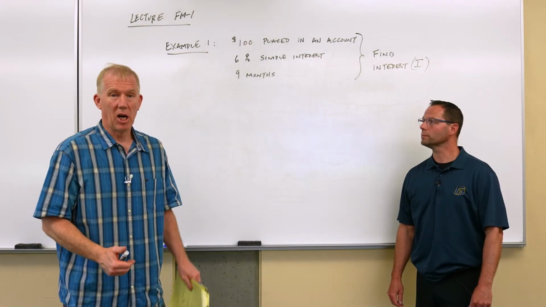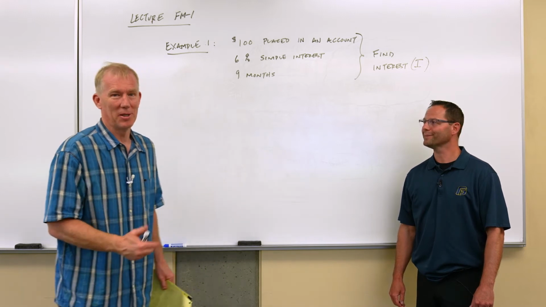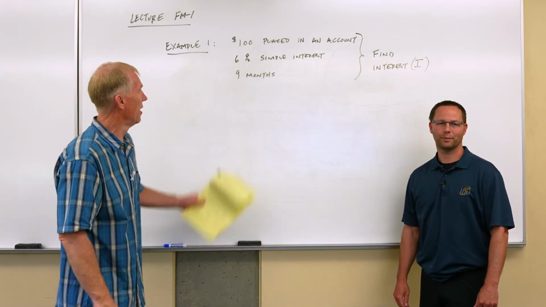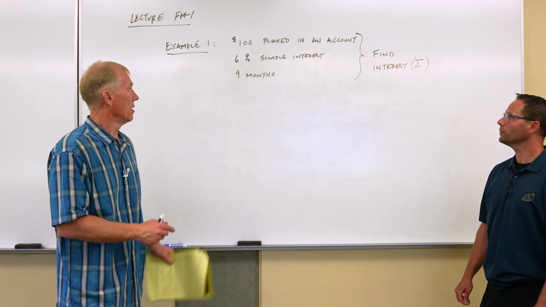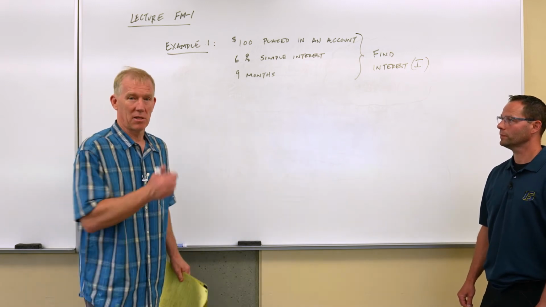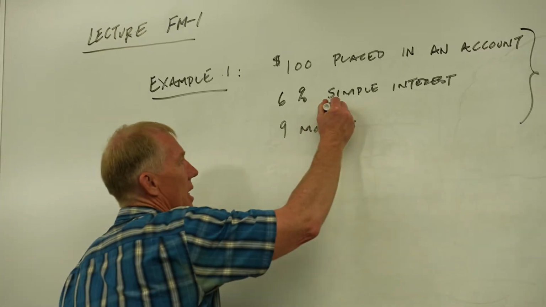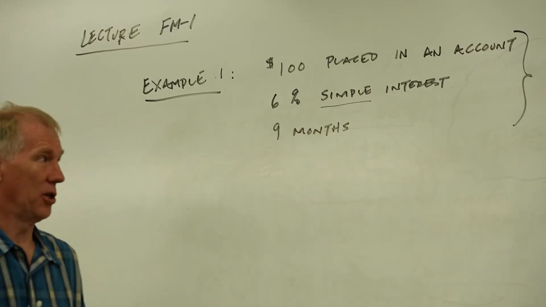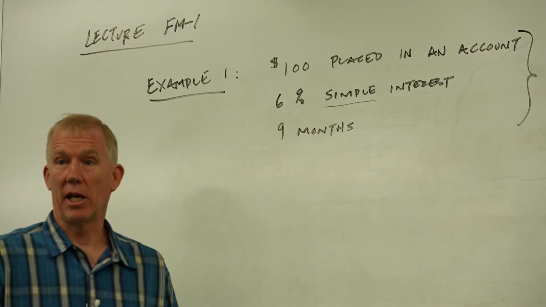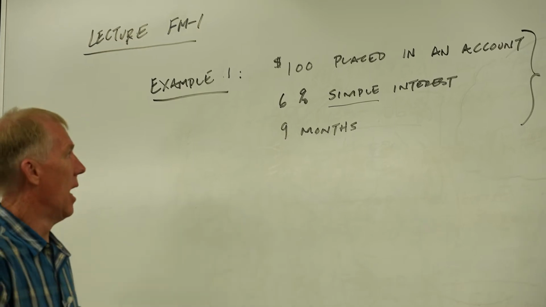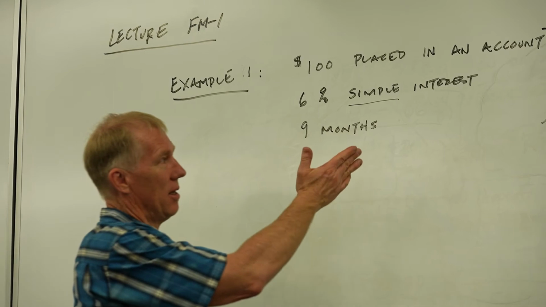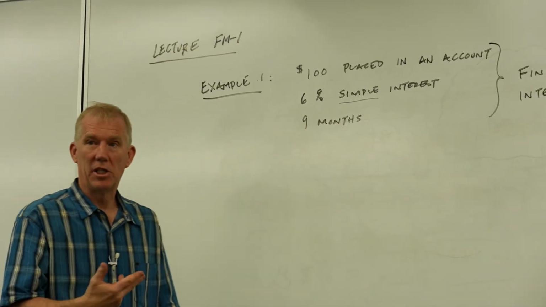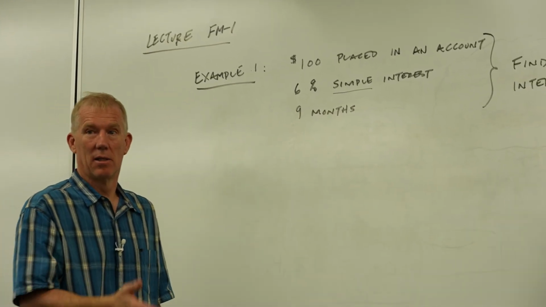Okay, often it helps to start with a real simple example to show a concept. So we've got a simple one here. We're going to take $100 and place it in an account that earns 6% simple interest. That's the first time we've seen this term simple. It just describes a certain type of interest that is calculated using I equals PRT. And we're going to leave it there for 9 months. The question is simply, what interest will be generated in these 9 months?